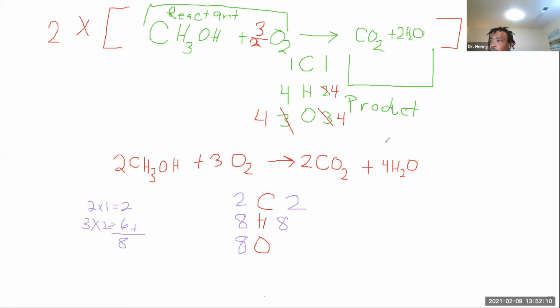Okay? So how many oxygens do we have over here? Start over here with the CO2. 2 times 2 equals 4, then 4 times 1 equals 4, so it's 8. We add them together. Simple.